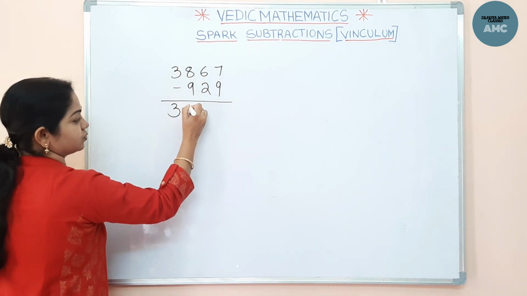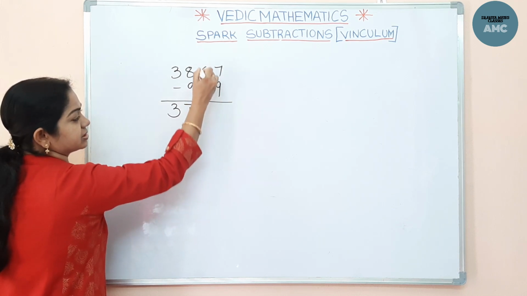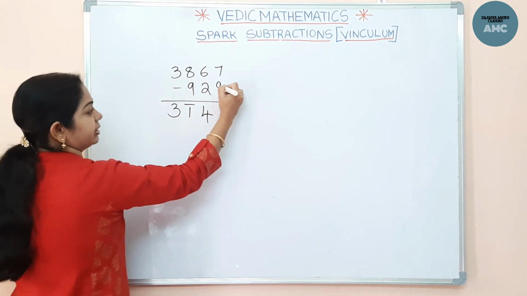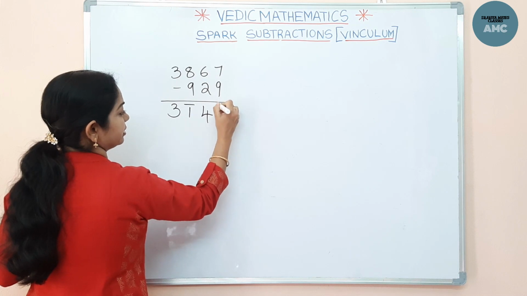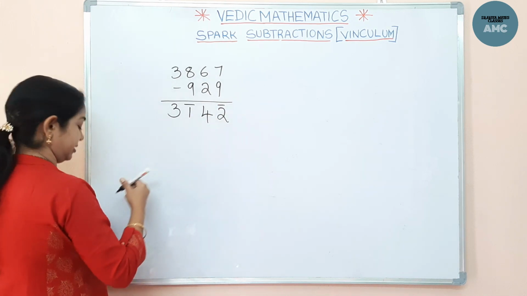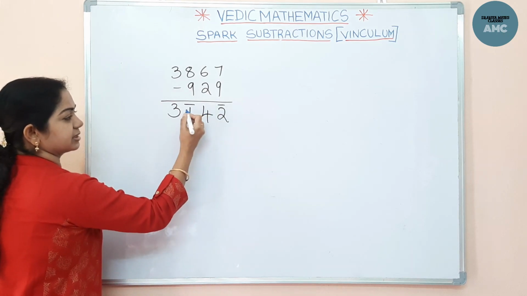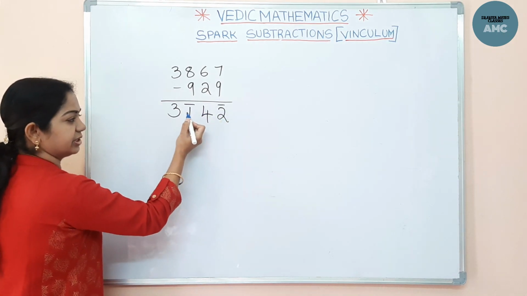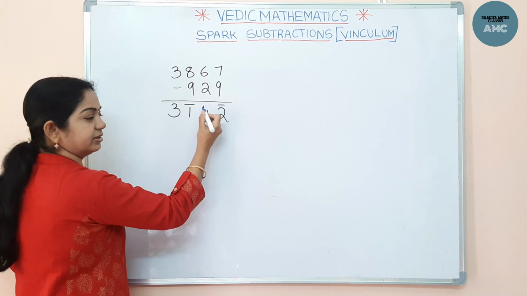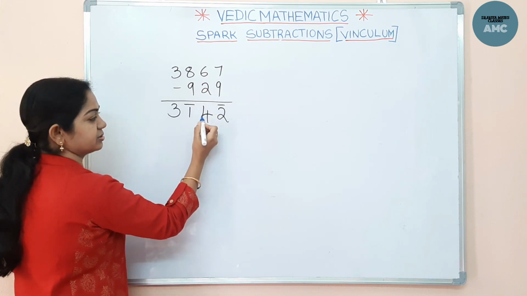9 minus 8 is 1 vinculum. Here this is possible, so 4. Here not possible, so 2 vinculum. Okay. Now we'll write the actual answer here. Now the bar is placed on single only, no continuation here. And if there is 0 here, then I can write continuation, but there is no 0 here.